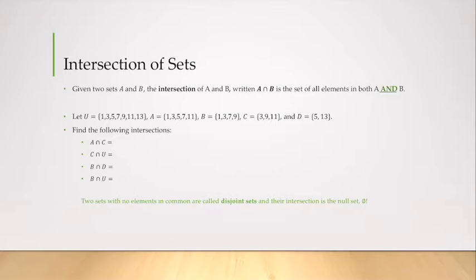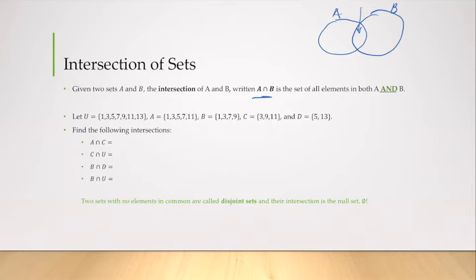Next thing I want to take is the intersection, okay? So given two sets A and B, the intersection of A and B, written like this, is the set of all elements in both A and B. So the element in the intersection has to be in both A and B. And I believe we taught this last time with a Venn diagram. I want everything in the intersection of A and B. Like, what elements do they share? So let's find some intersections.